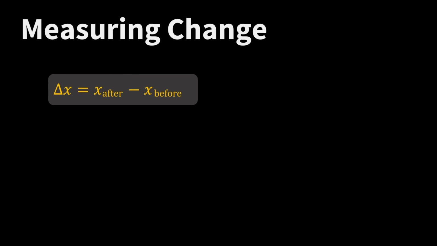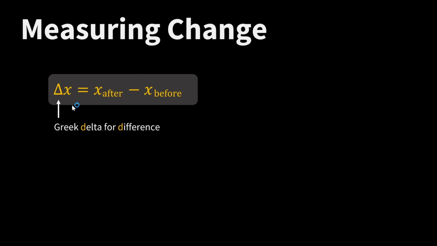How do we measure change? Let's assume we have a quantity x. We measure it before an event and after an event. The change delta x is then simply x after minus x before. We use the Greek letter delta for difference.